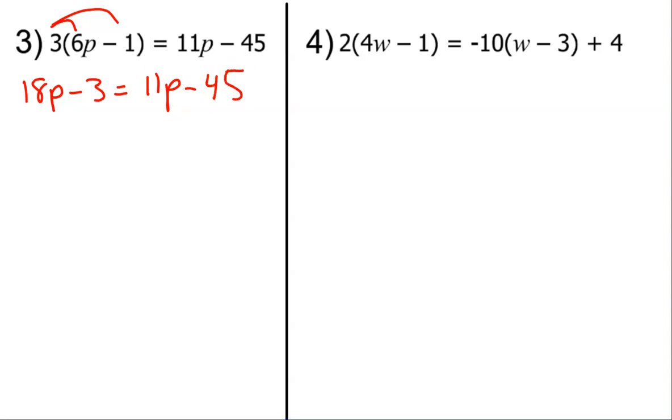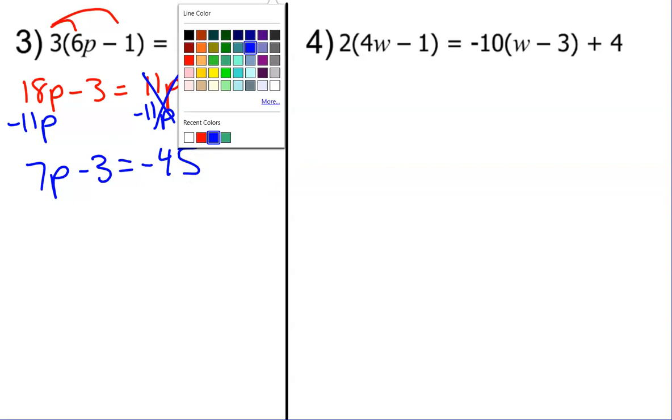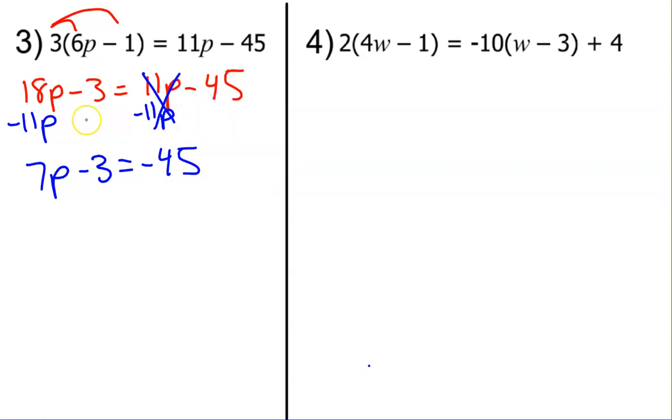Now I'm going to start moving stuff. I'm going to move my p's to the one side. I'm going to subtract 11p because right now it's a positive. So to move it over, we have to do the opposite and subtract. So it's no longer on the right side. My left side becomes 7p minus 3 equals negative 45. Move my 3 over. Right now I'm subtracting my 3, so to move it I have to add my 3, because negative 3 plus 3 is 0. That's why it's not here anymore. I've moved it to the other side. We're left with 7p equals negative 42.